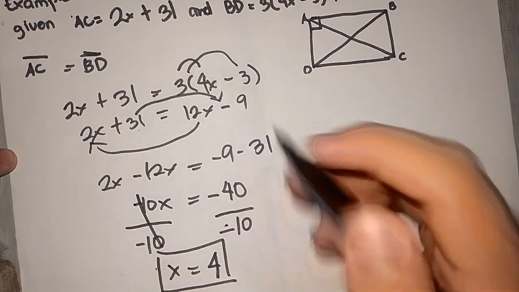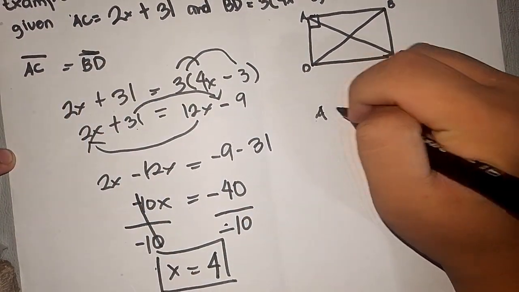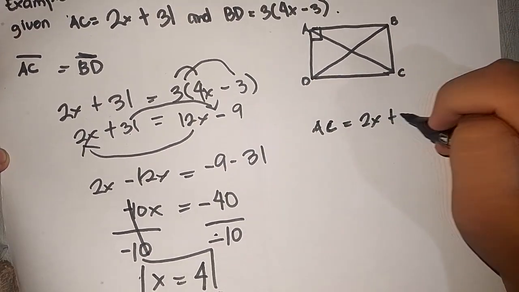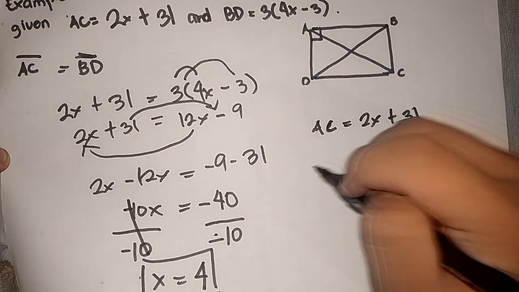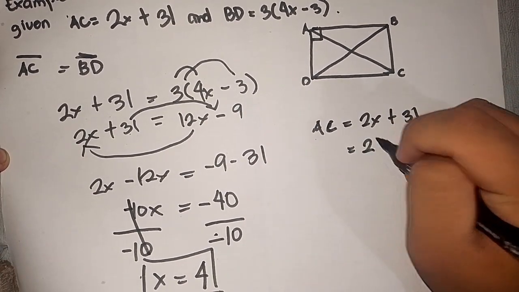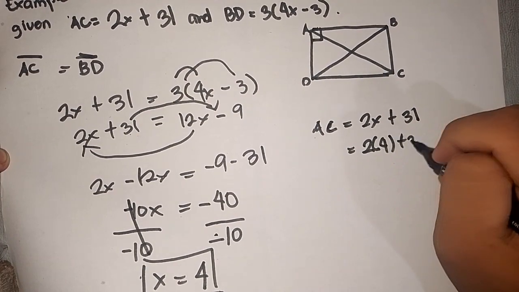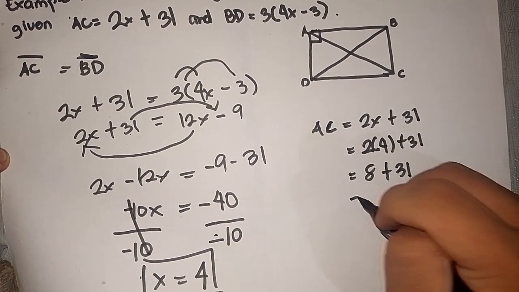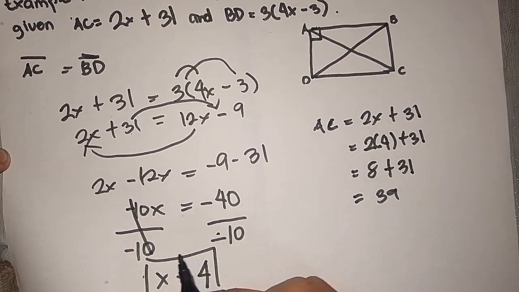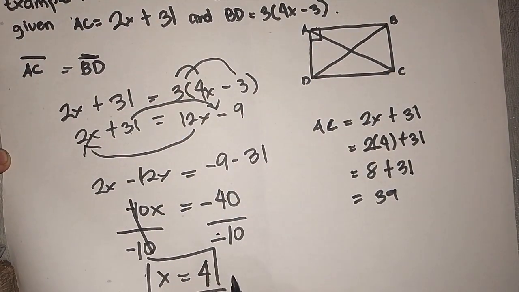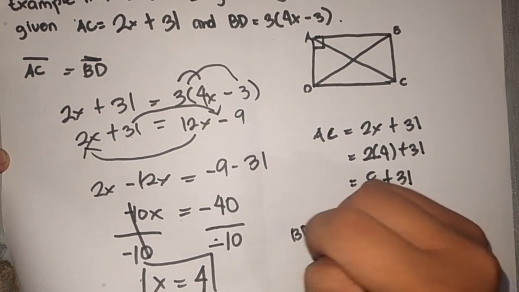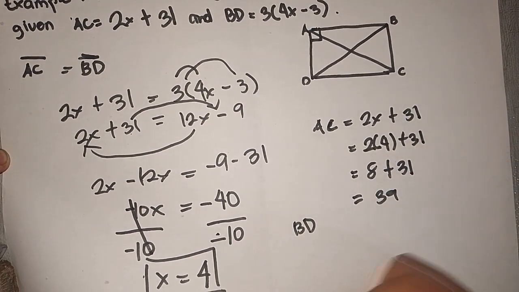Now, let's check. AC is equal to 2x plus 31. Let's substitute: 2 times 4 plus 31, then 8 plus 31, that is equal to 39. Since based on theorem 2 the diagonals of a rectangle are congruent, BD should also be 39.